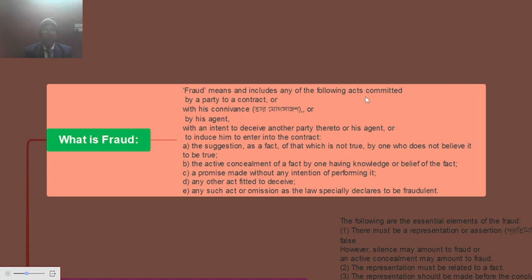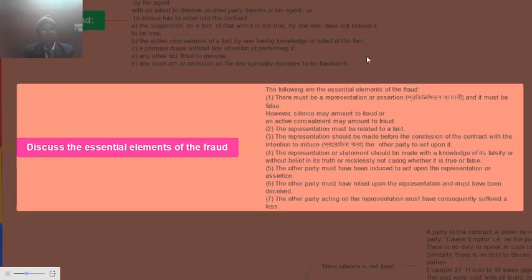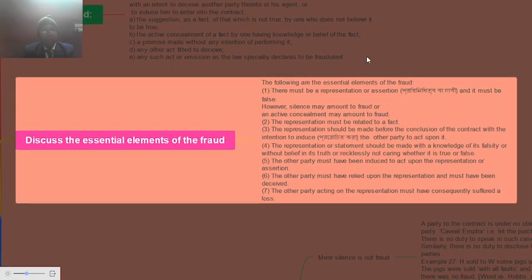So, what is fraud? Fraud means the following acts should be included as fraud. So, this is the fraud. And the next question is: discuss the essential elements of fraud. The following are the essential elements of fraud.